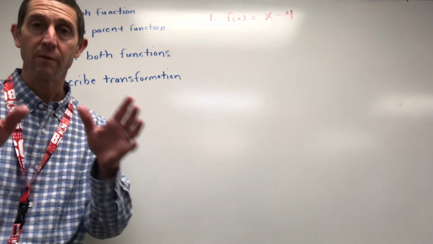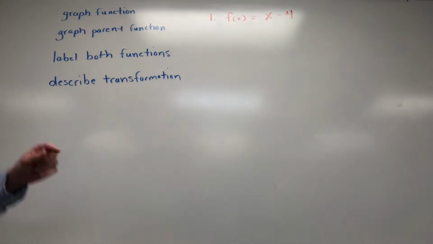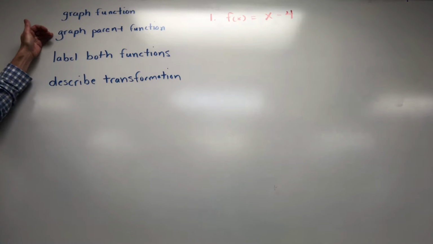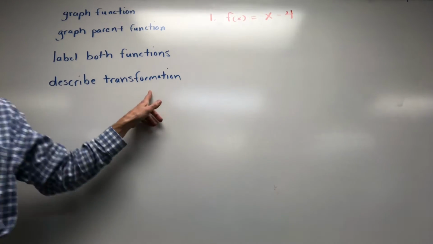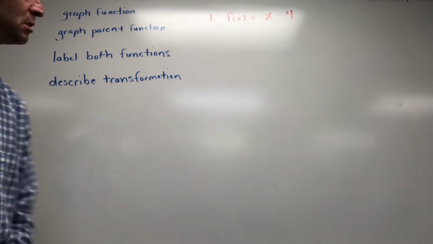All right, class. For this assignment, each problem requires 4 things. For each one, you've got 2 graphs to make. You've got to graph the function and its parent function. After you graph them, just label both of those. And then we've got to do a quick description of the transformation, what happened. So 4 things for each problem.